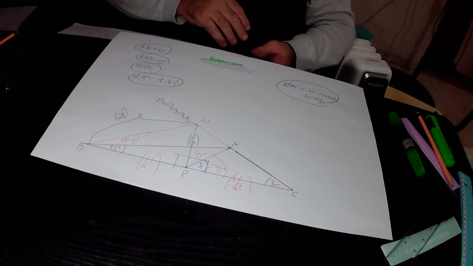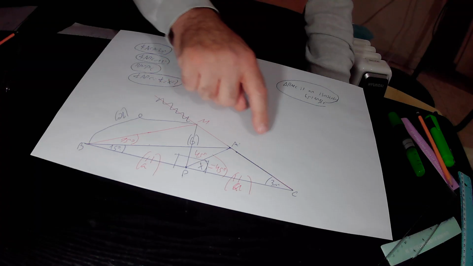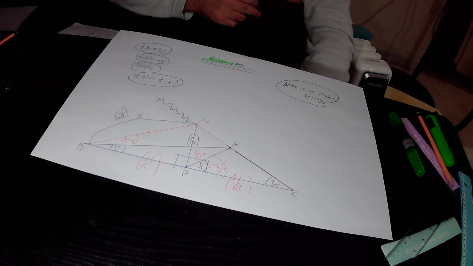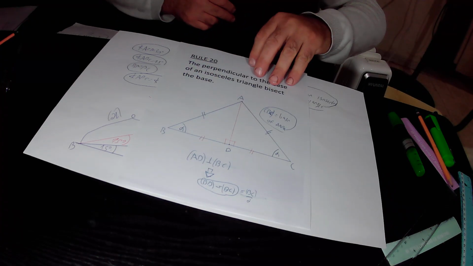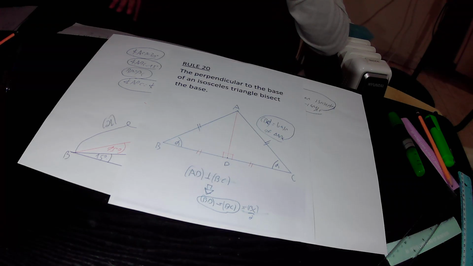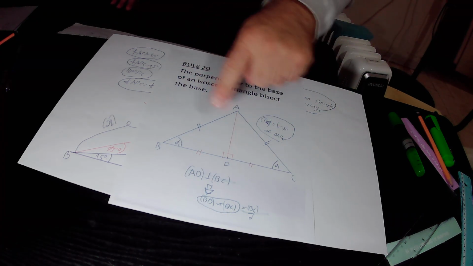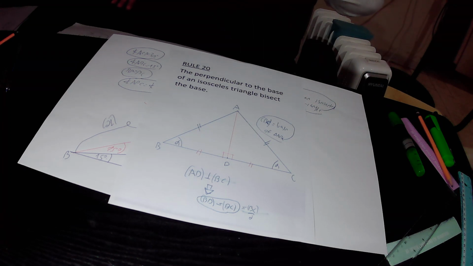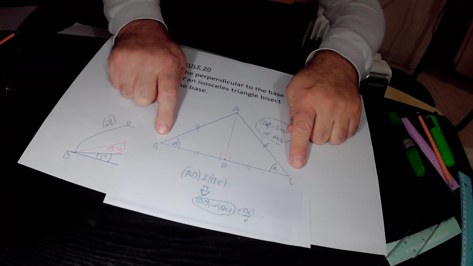So here we can implement rule 20 in our drawing in the associated triangle, triangle BMC. According to rule 20, the perpendicular to the base of an associated triangle bisects the base. Repeat again, according to rule 20, the perpendicular to the base of an associated triangle bisects the base. In the drawing we have the associated triangle, triangle ABC. BC is the base of this triangle ABC. The perpendicular AD to the base BC bisects the base BC. That is to say, it divides the base BC into two halves.